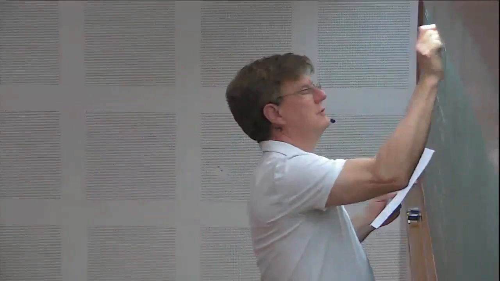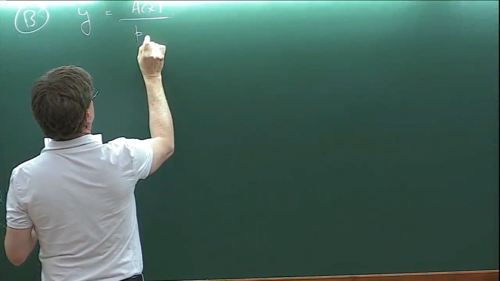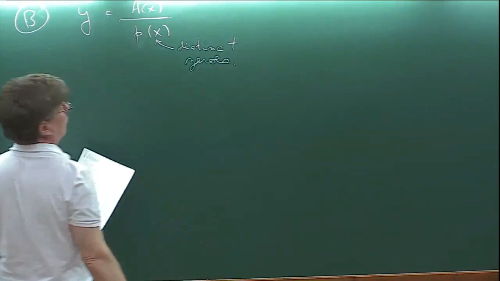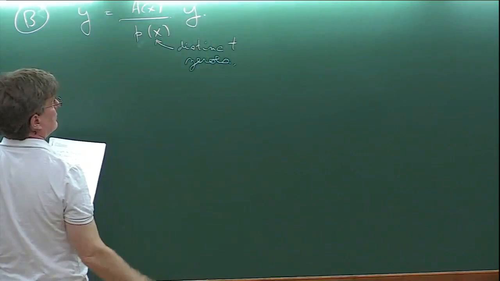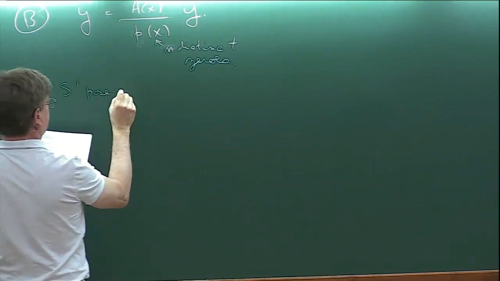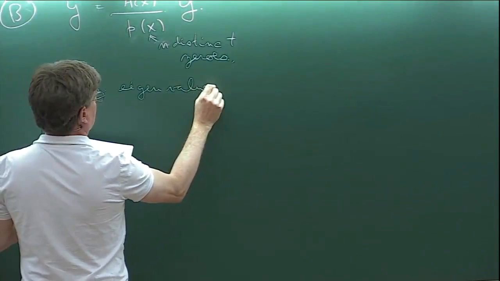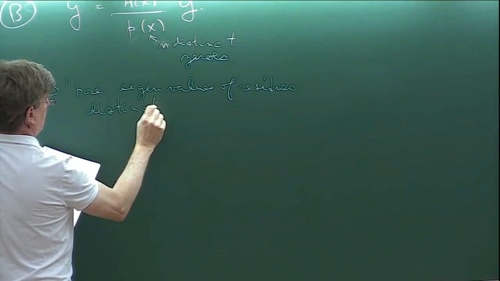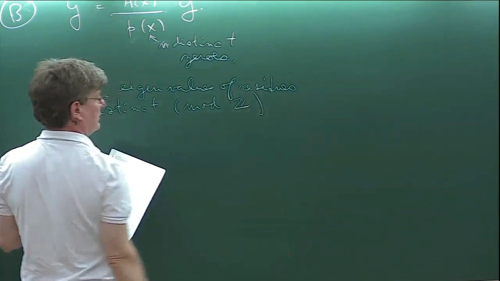So you get A of x over a polynomial, and I'll just take this to have distinct zeros, say of order n, for example, and times y. Okay, so n distinct zeros. And of course, then the data is completely different. So again, I'll just suppose the eigenvalues of the residues are distinct, and there you can get resonance here, so I'll just mod Z, with, of course, the convention that 2 pi i is possibly 1.